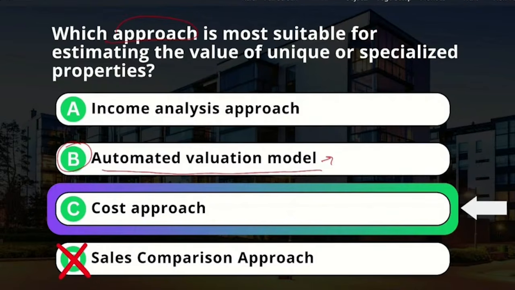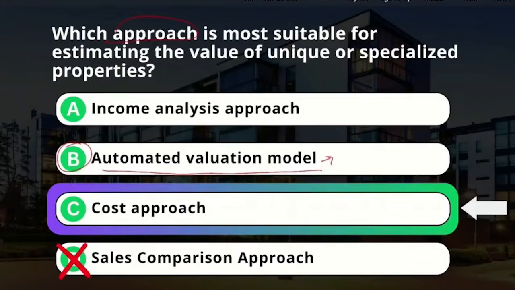Remember, we learn about three approaches in all valuation chapters when you're studying for this exam. We learn about the income approach, we learn about the cost approach, and we learn about the sales comparison or the market data approach. So we know that A, B, and D are all legit things. We can kick B out. So now it's between them.